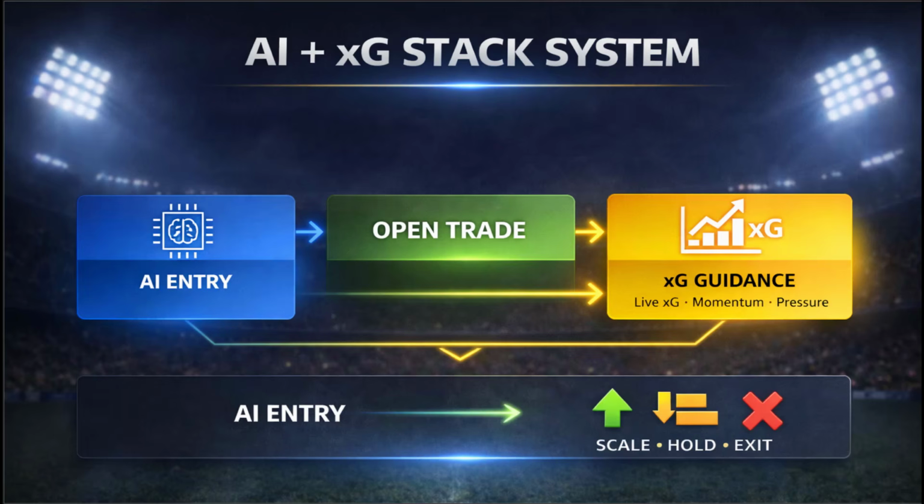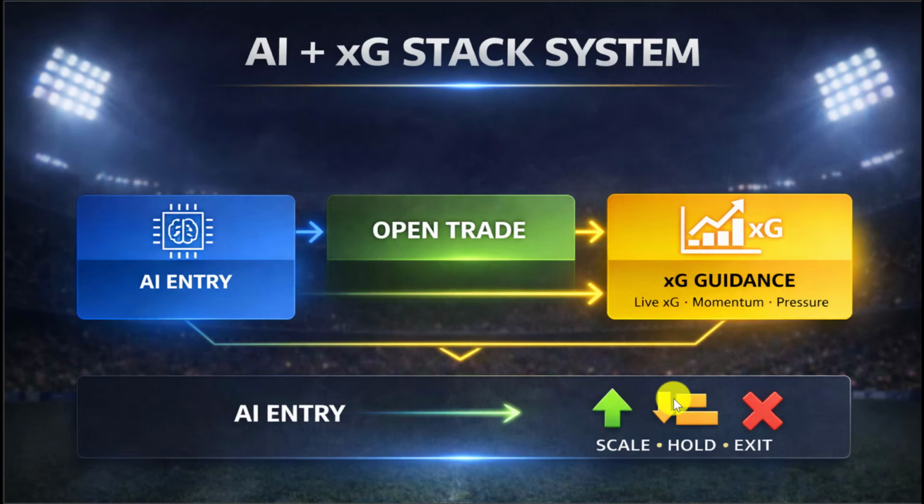As you've seen in these clips so far, we're using the AI to give us our entry point into the trade. We're going to open the trade. Then we use XG to guide us. The AI gives us the entry. The XG tells us whether we're still right. If we're still right, then everything's going to plan. If we're not right and it's going in a different direction, then we can pivot as traders or we can exit. So when it's going right, that's when we can scale.